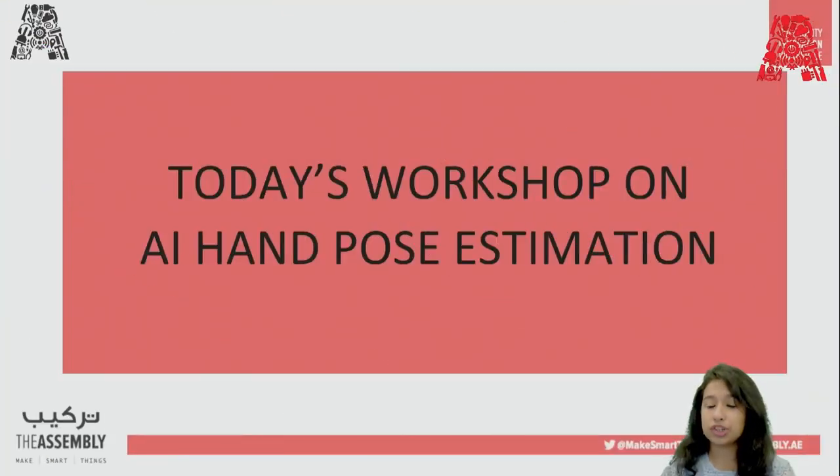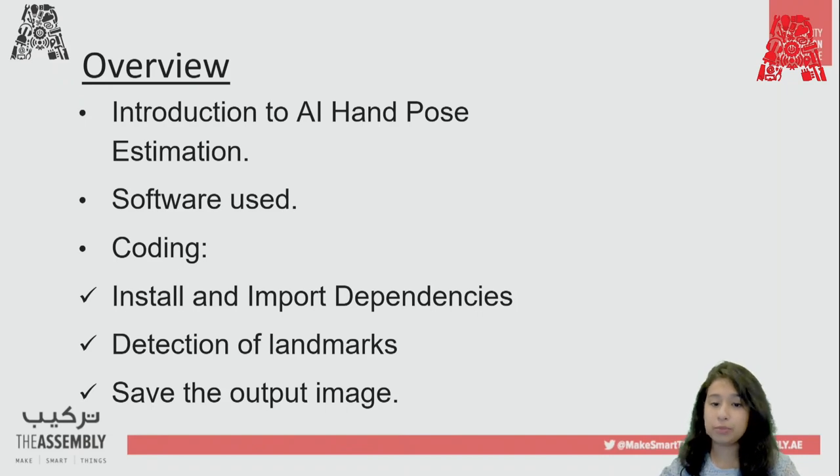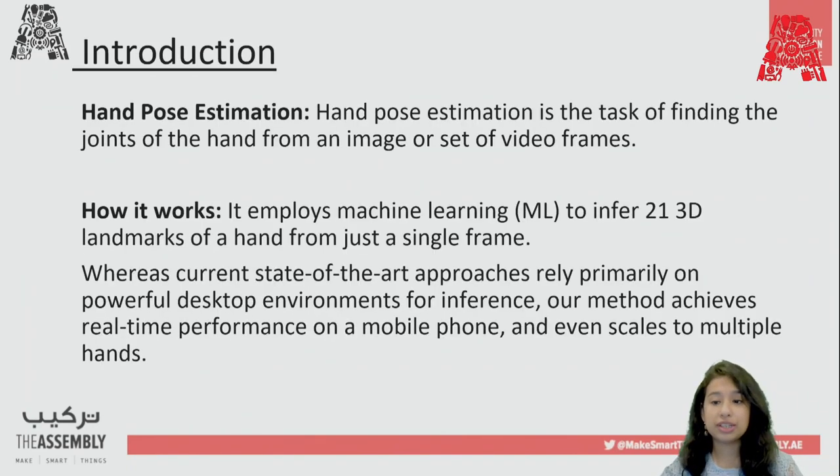Let's start with today's workshop. Today's workshop, as I've said, is based on AI hand pose estimation. We'll go through the introduction to AI hand pose estimation, then we will check out the software which we'll be using today, and then we'll move on to our coding. Our coding would be divided into three. We'll install and import all the dependencies required for this workshop. We'll check the detection of the landmarks on our hands, and then at the end, we'll be saving the output images on our desktop.